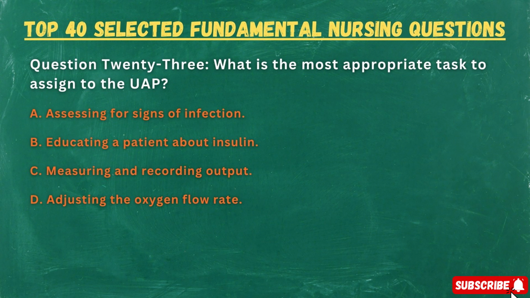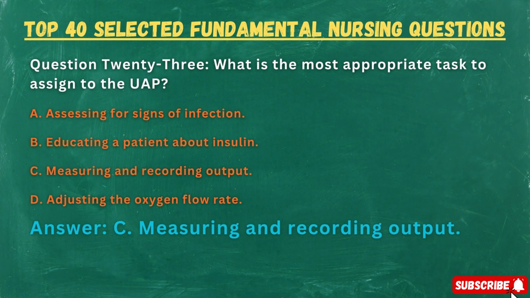Question 23. What is the most appropriate task to assign to the UAP? A. Assessing for signs of infection. B. Educating a patient about insulin. C. Measuring and recording output. D. Adjusting the oxygen flow rate. Answer. C. Measuring and recording output.